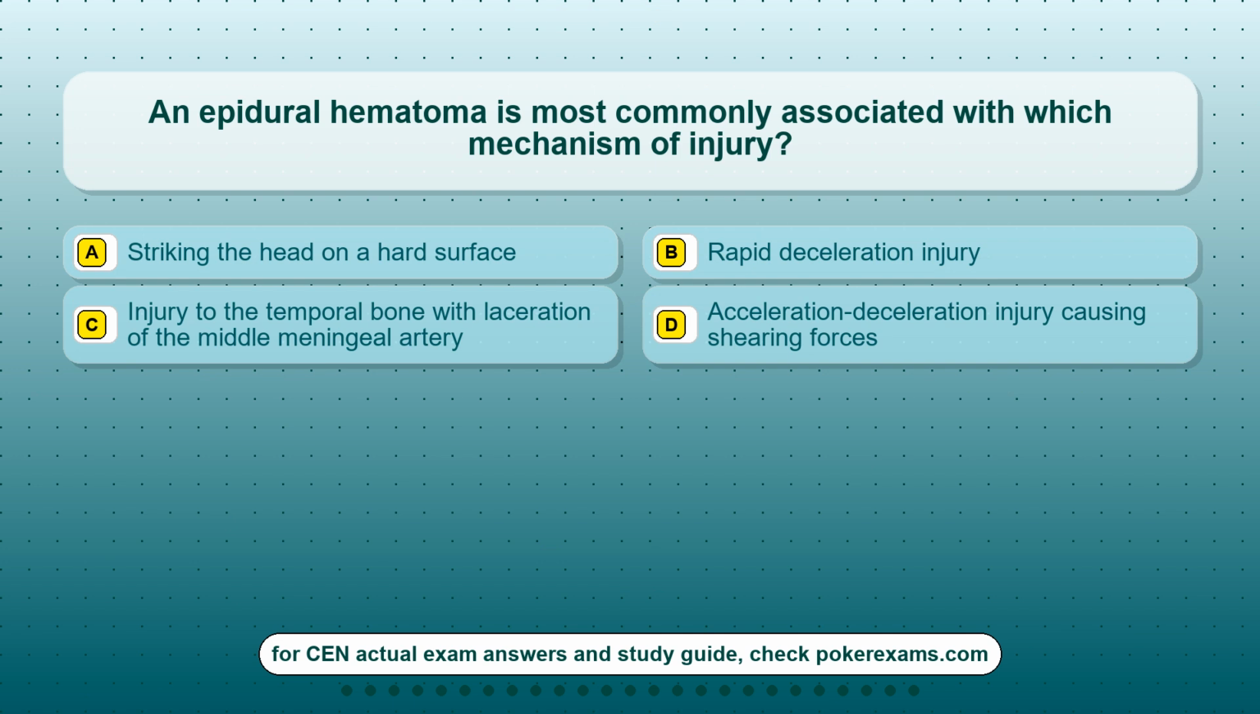Question 21. An epidural hematoma is most commonly associated with which mechanism of injury? Option A. Striking the head on a hard surface. Option B. Rapid deceleration injury. Option C. Injury to the temporal bone with laceration of the middle meningeal artery. Option D. Acceleration-deceleration injury causing shearing forces.